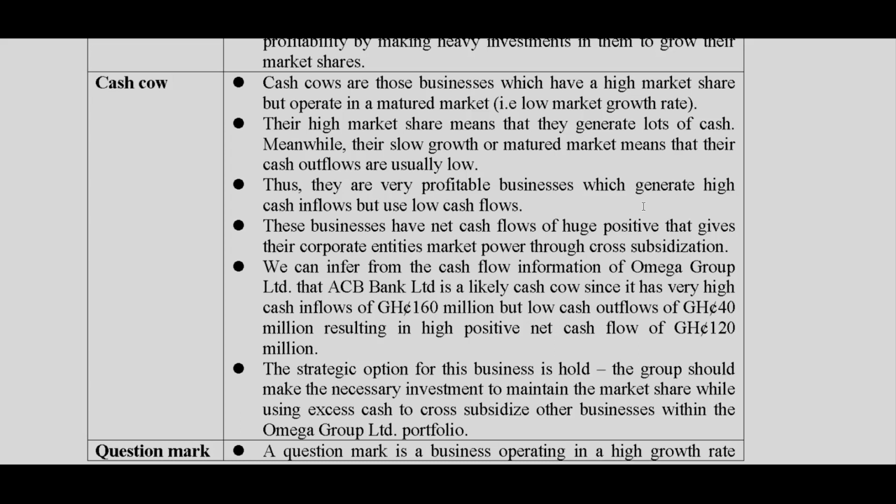So we can infer from the cash flow information of Omega Group that ACB Bank is a likely cash cow, since it has a very high cash inflow of 160, but low cash outflow of 40, resulting in a high positive net cash flow of 120 million. This tells you that this company requires little investment but has high cash inflows, right? So this guy is generating a lot of cash.